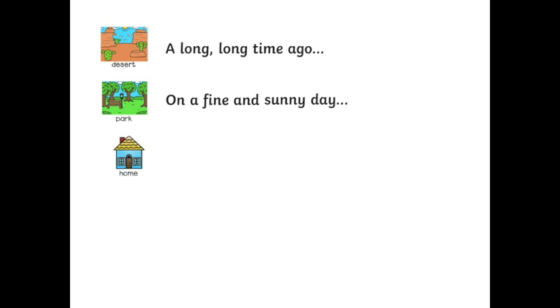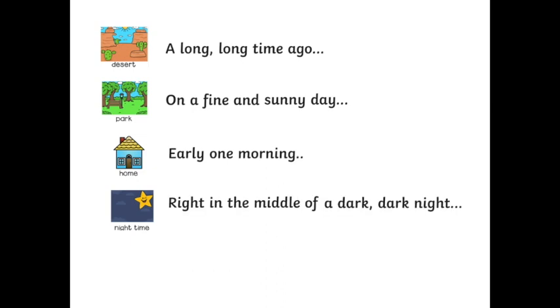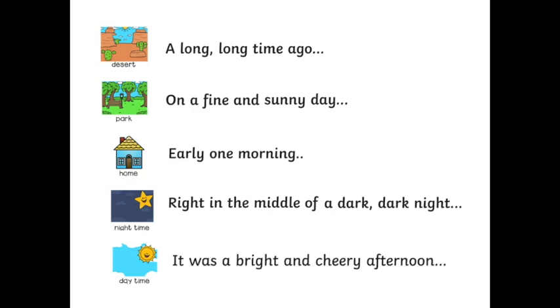Maybe you chose a home setting, and an opening sentence for a home setting could go like this. Early one morning, I jumped out of my bed and I looked out of the window and I saw, for example, if you chose a nighttime setting, you might want to use an opening sentence such as, right in the middle of a dark, dark night, I heard an owl hoot on an old bark tree. If you chose a daytime setting, your story might begin like this. It was a bright and cheery afternoon.